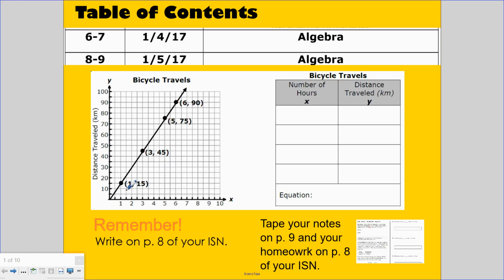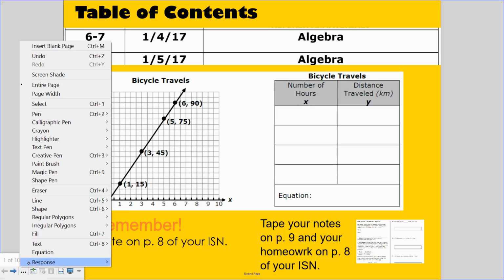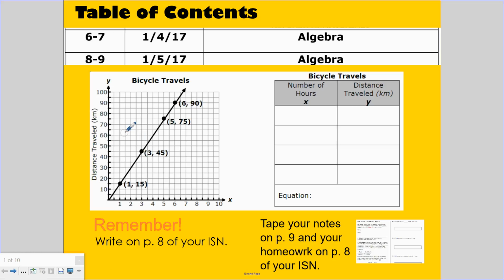So from what I can tell, 1 hour of traveling on a bike nets you 15 kilometers of distance. 3 hours on a bicycle has a 45-kilometer distance traveled. 5 hours has a distance of 75 kilometers traveled. 6 hours on a bicycle will give you 90 kilometers of distance traveled.